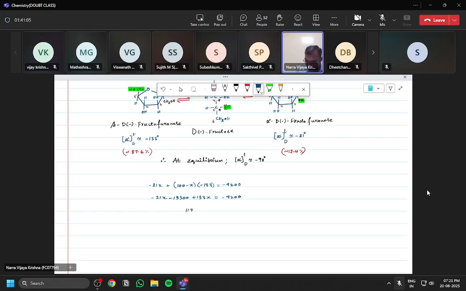Then this becomes 112x, which is equal to 13300 minus 9200. So this becomes 4100. So x equals 4100 divided by 112. I got this as 36.6 percentage, and this becomes 63.4 percentage. Now is it clear? Response, sir. Yes, sir.